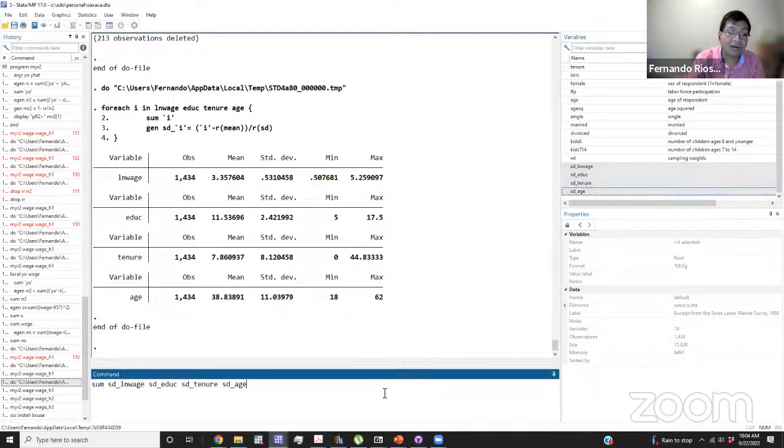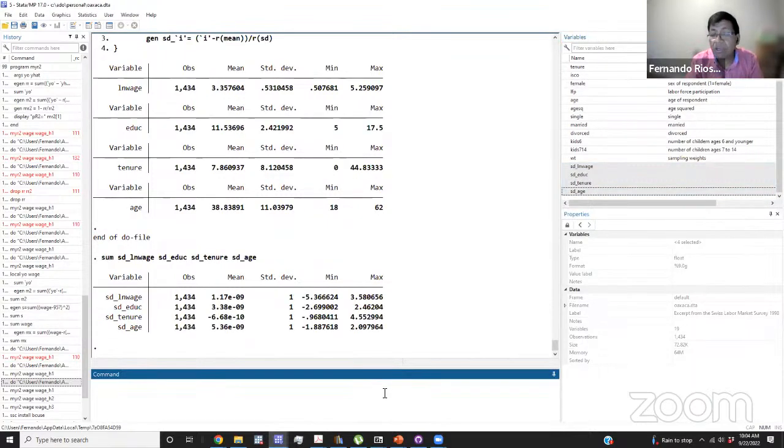How do you know that they are standardized? If you get the simple summary statistics of those, you will see now that the standard deviation is 1, so the variance is 1, and that the mean of the variables is 0. Here you see something slightly different than 0, just because in computational terms, getting a perfect 0 is almost impossible. So this is as good as 0 as it's going to get using the format of data that I'm using.